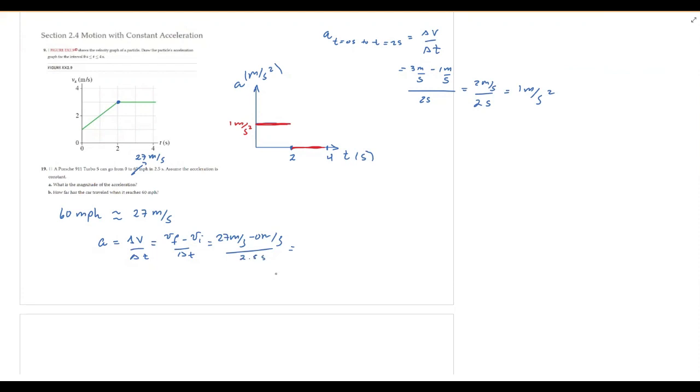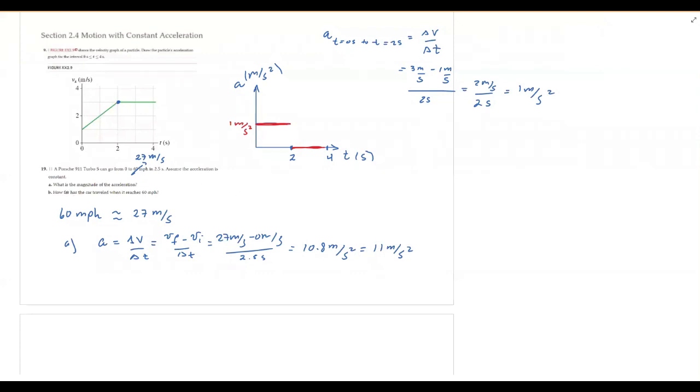It would be approximately 10.8 meters per second squared, right? So writing this with two significant figures, it would be 11 meters per second squared. So what is the magnitude of the acceleration? It is 11 meters per second squared.